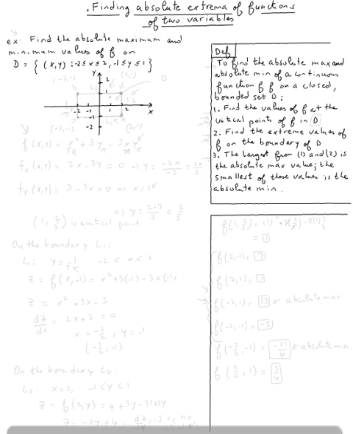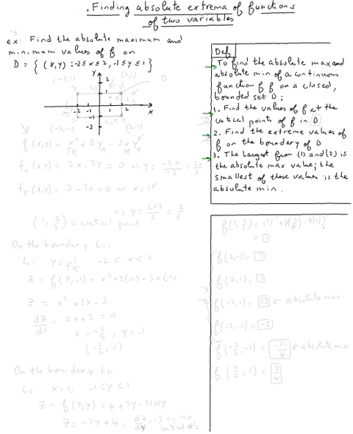The topic is finding absolute extrema of functions of two variables. So before we do the example, let's read the definition. To find the absolute maximum and absolute minimum of a continuous function f on a closed bounded set D, first we need to find the values of f at the critical points of f in D, and second we need to find the extreme values of f on the boundary of D. Then the largest from step 1 and step 2 is the absolute max value. The smallest of these values is the absolute minimum value.